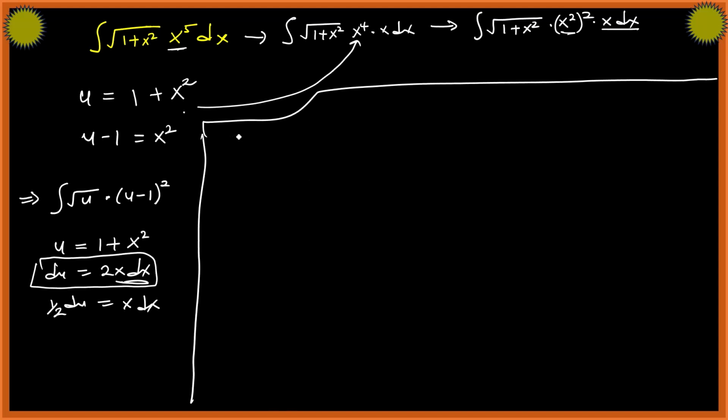Okay, so let's go again. We have this times u minus 1 squared times half, so x dx is the same as half du. Good. All right, so I think we have everything in terms of u. So we can now go ahead and simplify. We have the integral of u. Now let's expand this. So we have u squared minus 2u plus 1.